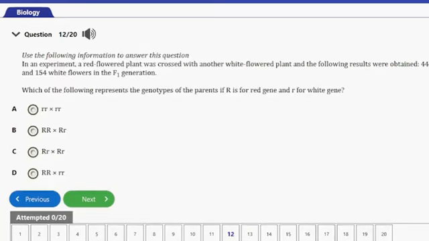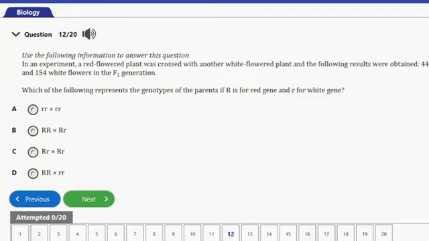Question number 12 says, use the following information to answer this question. In an experiment, a red flowered plant was crossed with another white flowered plant, and the following results were obtained: 448 red flowers and 154 white flowers in the F1 generation. Which of the following represents the genotype of the parents if R, that's dominant R, is for red gene, and r, that's recessive r, is for white gene?